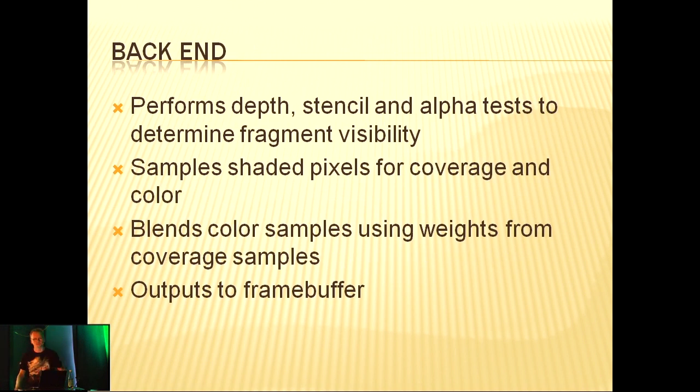Then we have the back end, which is basically pretty much like the output merger stage. It pretty much maps to the output merger stage. It performs depth testing, stencil testing, alpha testing to determine the fragment visibility. And it samples the shaded pixels for coverage and color, and then does alpha blending to determine the final pixel color, and outputs this to the frame buffer.